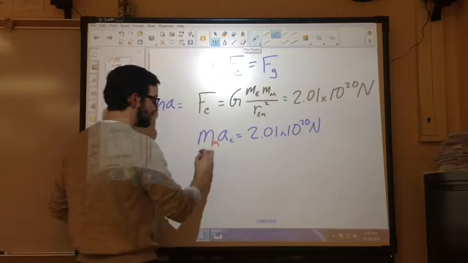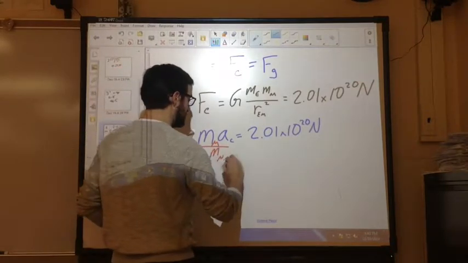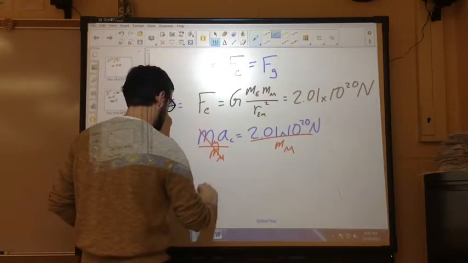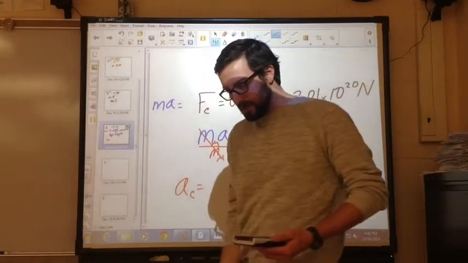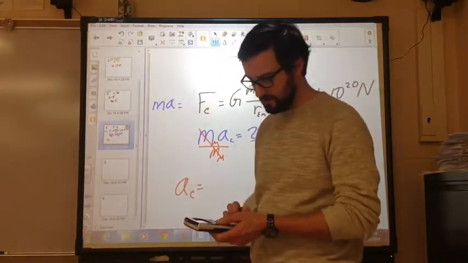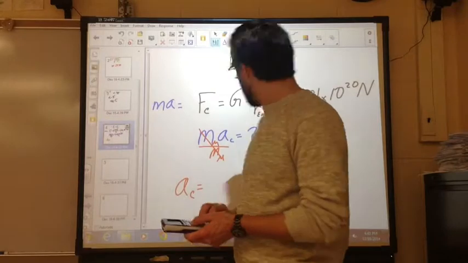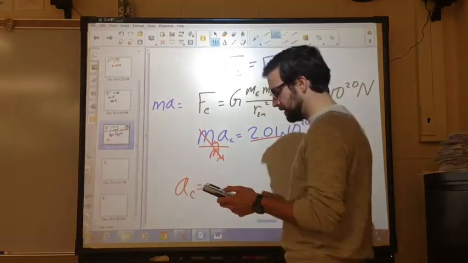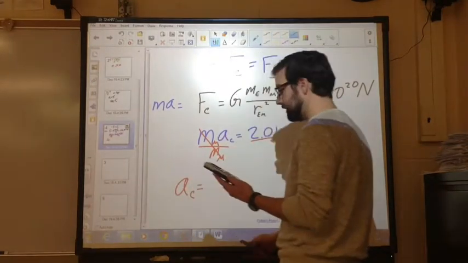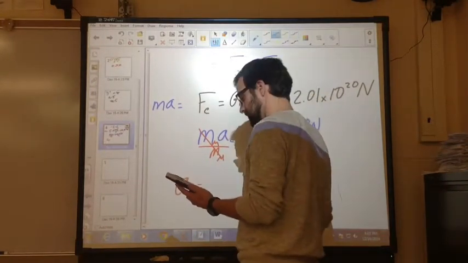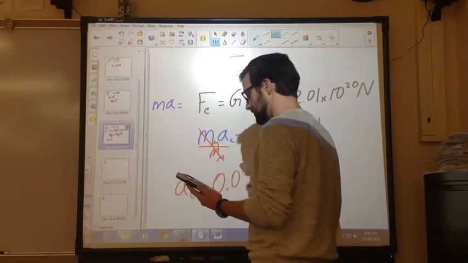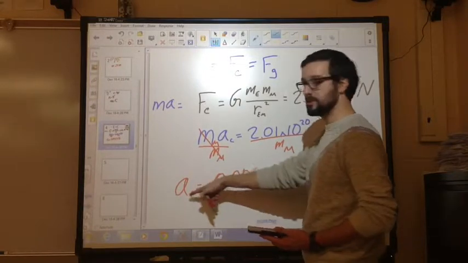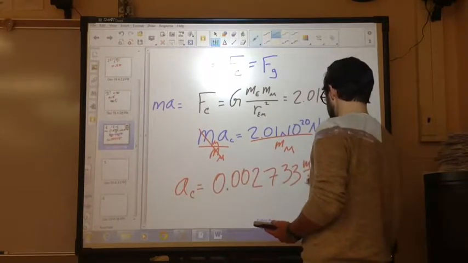Mass of the Moon we know. So to find the centripetal acceleration, just divide both sides by the mass of the Moon. And when you do that, using your calculated numbers rather than retyping stuff into the calculator, because who wants to retype stuff into the calculator, that divided by 7.36 times 10 to the 22nd gets us to a really, really small number, which is 0.00273333 and so on. It's an acceleration, so its units are meters per second squared.